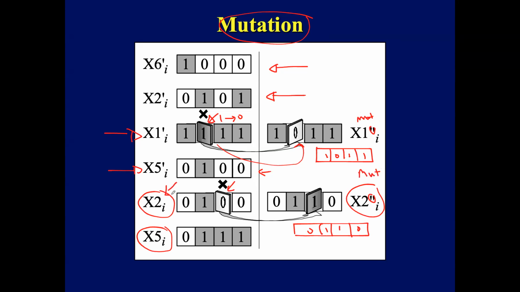Here you get to see that we mutate one of the parent chromosomes that we did not use in crossover. And this one is the one that remains the parent chromosome that we haven't touched.